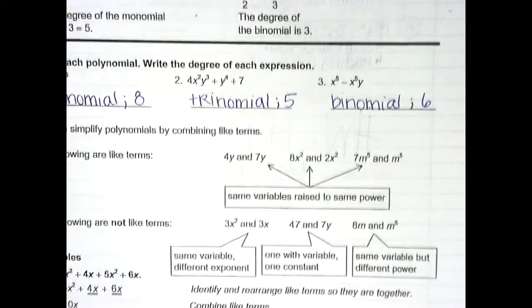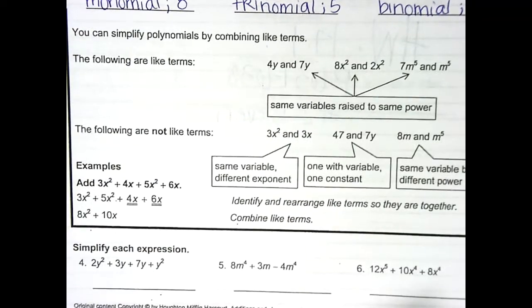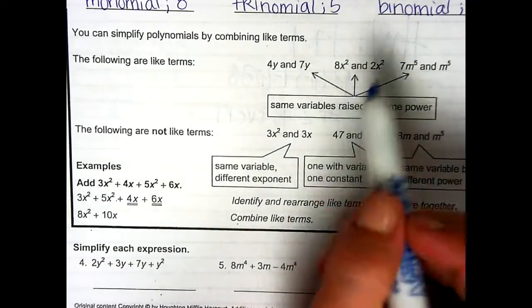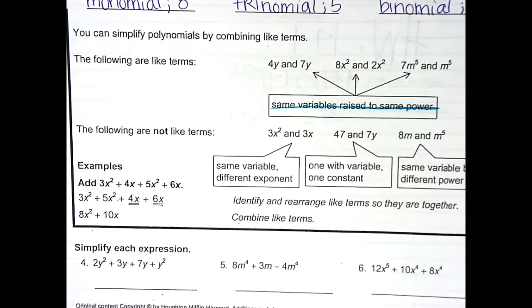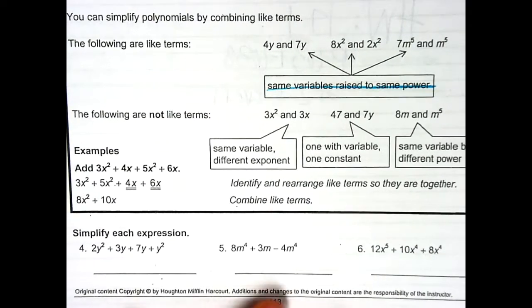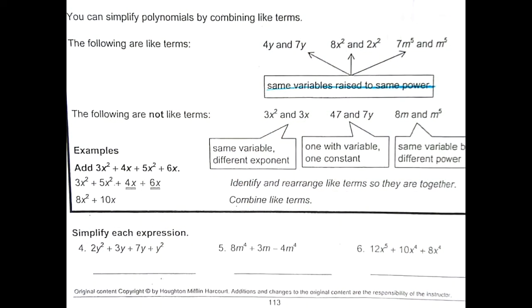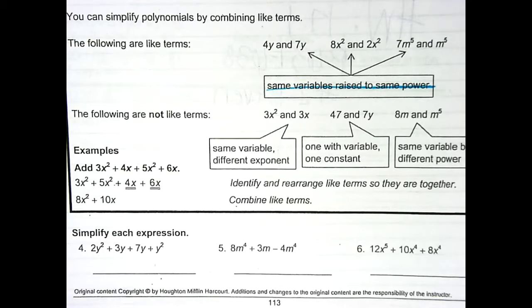When we simplify, it has to be the same variables raised to the same power. So, for instance, you cannot add together 3x squared and 3x, or 47 and 7y, or 8m and m to the 5th, because they don't have the same variables with the same powers.